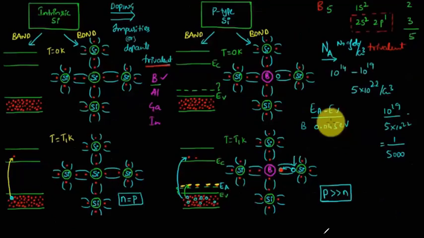Okay, now when we talk about n-type semiconductor, that was n-type. Now when we talk about p-type semiconductor, ED is the energy level of the dopant or donor atom. Got it, Prashant? Okay, now let's see the p-type.